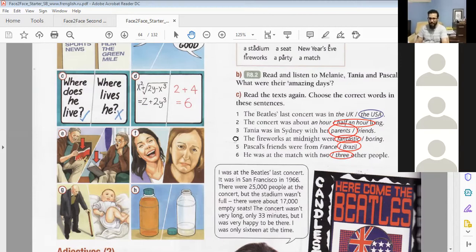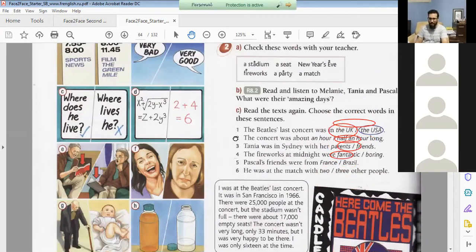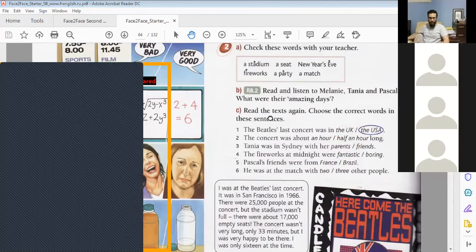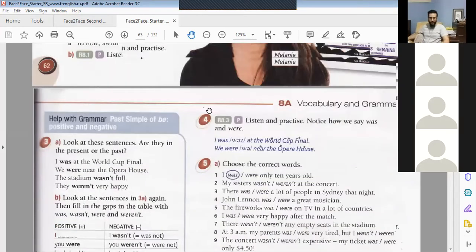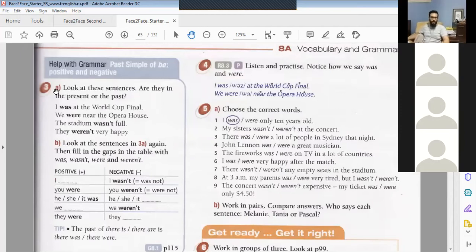All right, so let's check exercise number 3. Let's check number 3. Okay, now number 3A, it says, look at these sentences. Are they in the present or the past? Okay, Basma, can you read these 4 sentences for us, please?